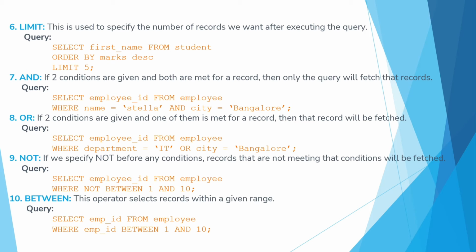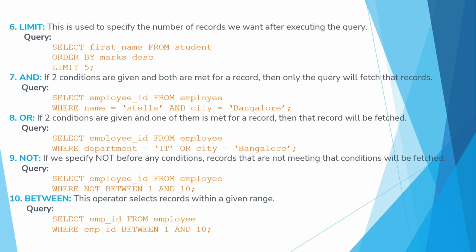Next comes the OR statement. If two conditions are given and one of them is met for a record, then that record will be fetched. Its sample query is SELECT employee ID FROM employee WHERE department = 'IT' OR city = 'Bangalore'. So if any one of the conditions is satisfied, then the data is fetched from the record.